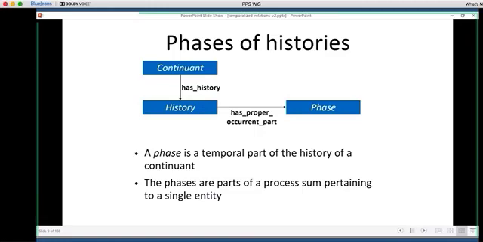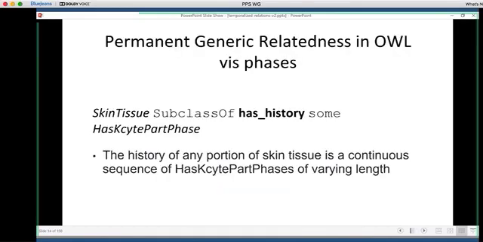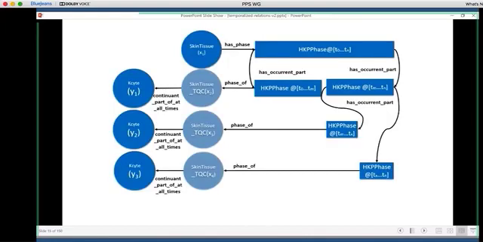Now, the phases for our purposes would be, for instance, the phases in the product life cycle. So this is a simpler OWL presentation. Every portion of skin tissue in a human being is such that it has a history which has a cell part phase. So we can write it all out like this, and we can do the same thing with a machine. All right, now, if we do this, then we solve the problem of transitivity for part of.